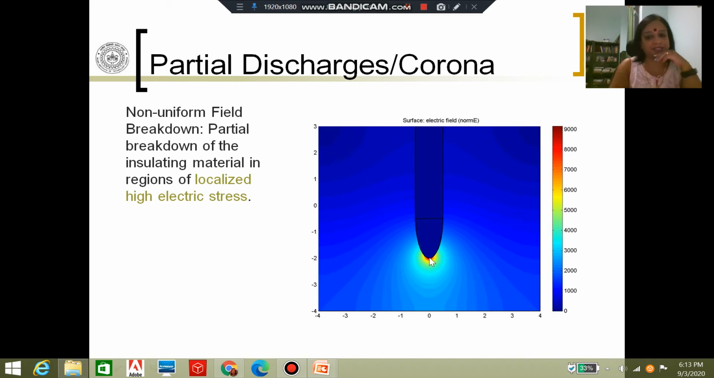So what happens is the gas confined only to this red region is going to break down, in the sense there will be ionization. As a result, there will be charged particles, and these charged particles will move around in this region, which means there will be current, and whenever there is current, there is heat loss.